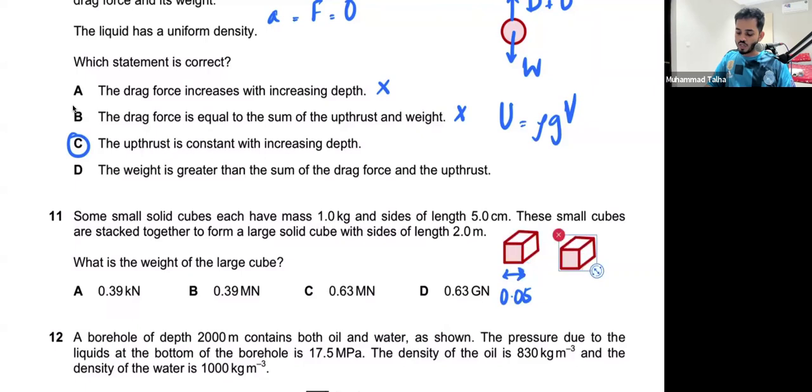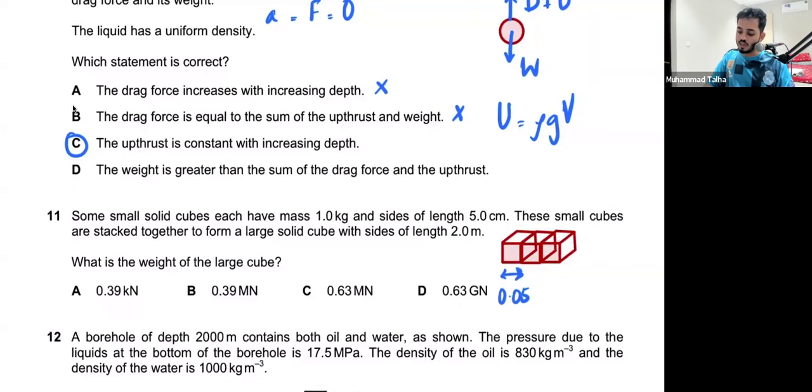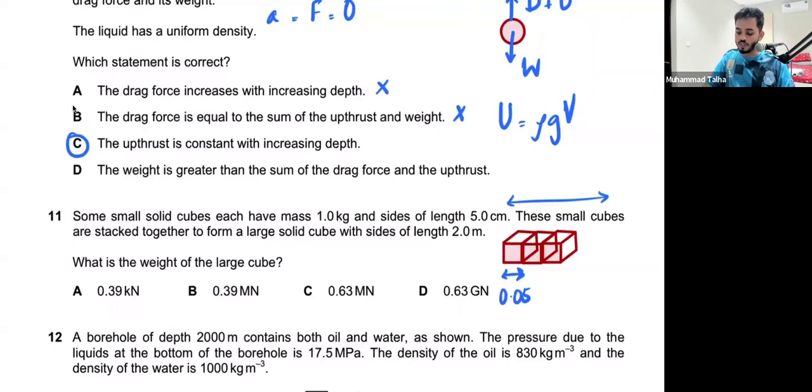So how many of these would I need to make another one which has a length like this of 2 meters? This is the first thing that we need to answer, and it's really easy to find out. It's just 2 over 0.05. This is the number of small cubes that we need. So these are 40 of such cubes.